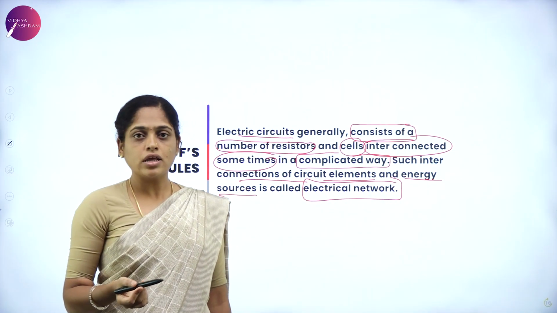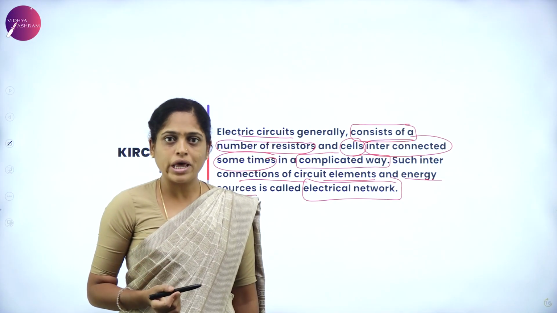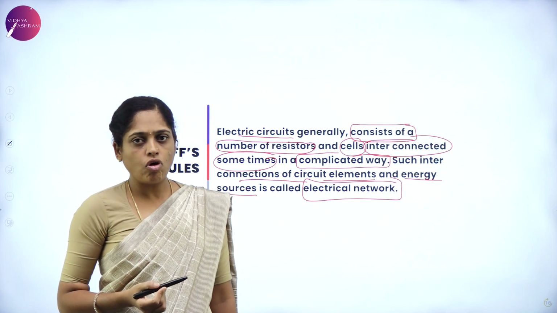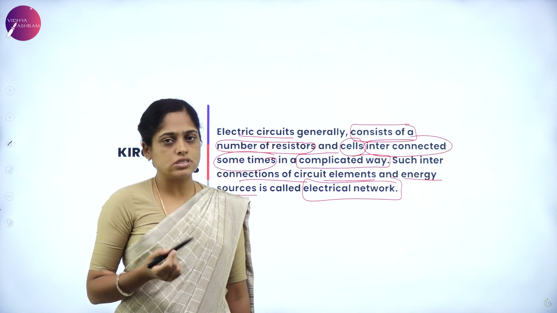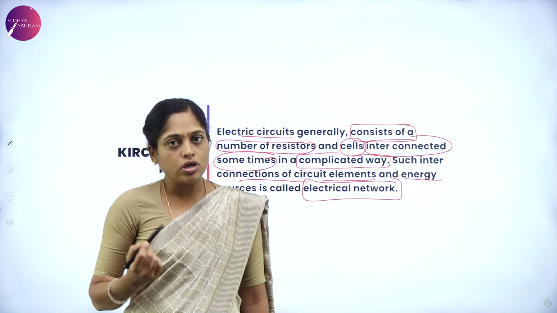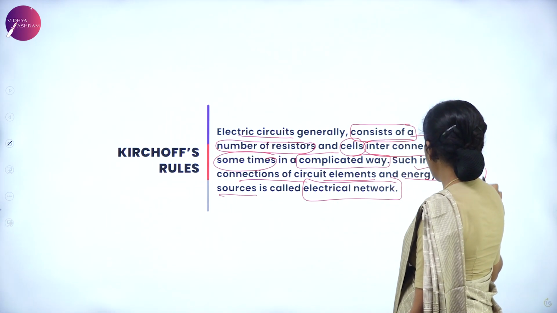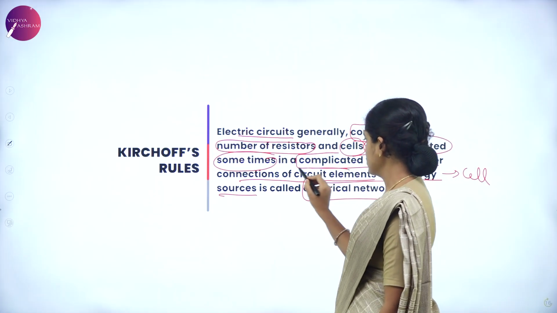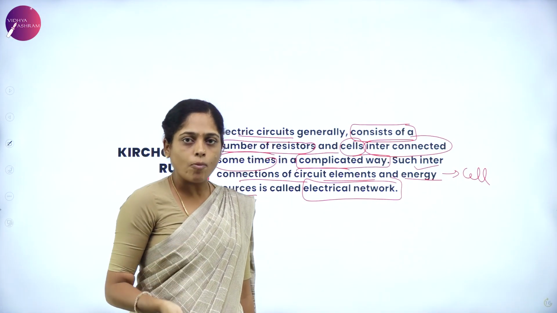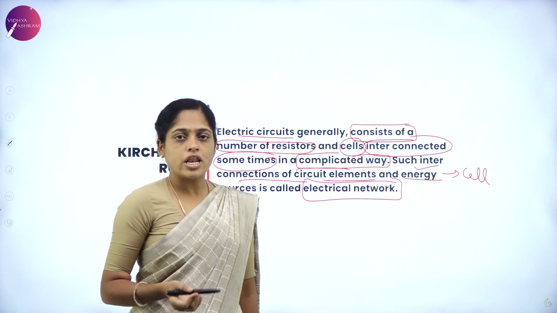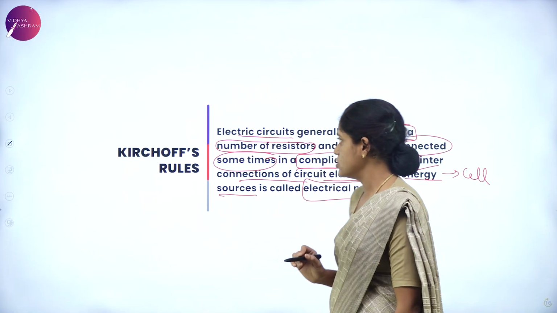You know that the components in electrical circuits are of two types. One is active component and another one is passive component. About this we have discussed in the previous session. So here the cell is an energy source and the elements like resistors and capacitors are connected in a complicated way. Such connections are known as electrical circuits.